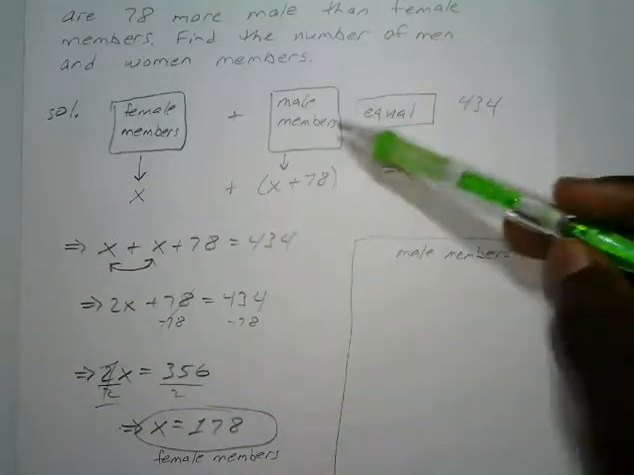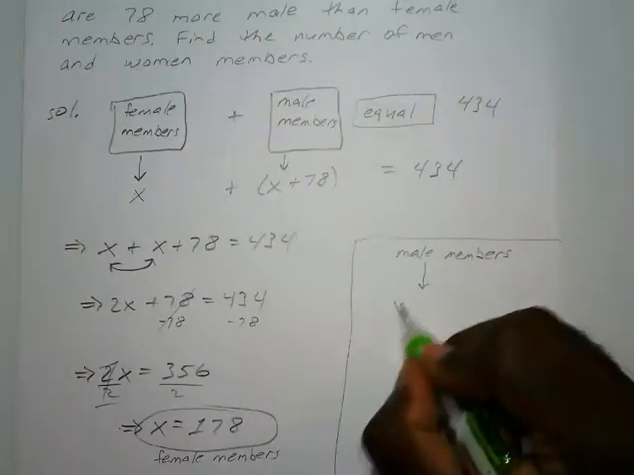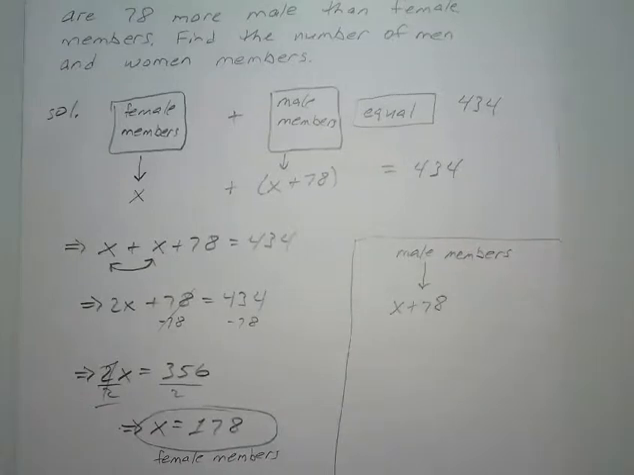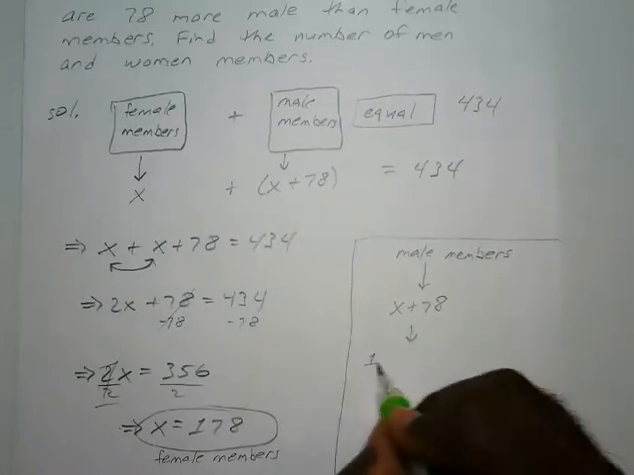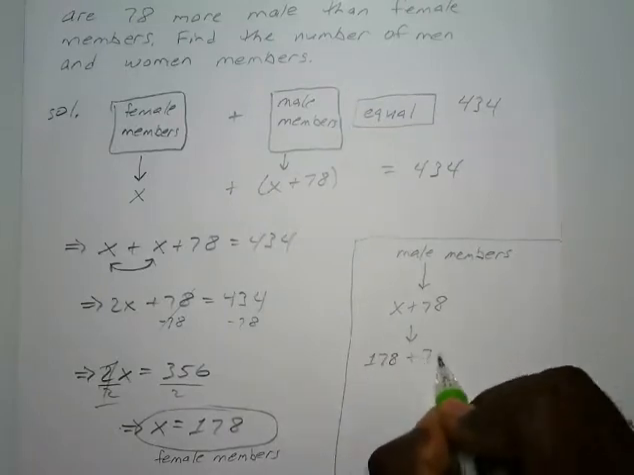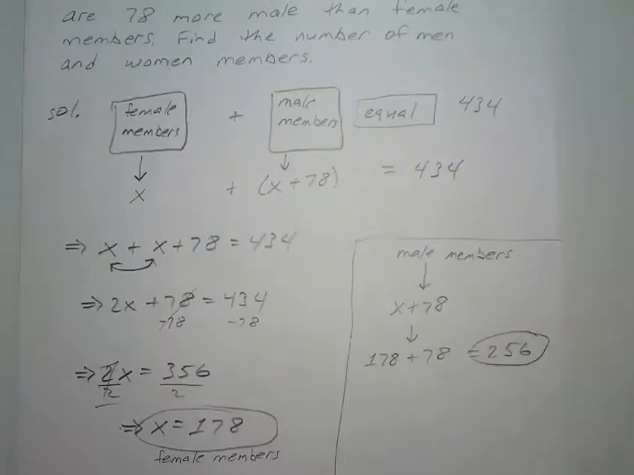Okay, so we know the number of male members is x plus 78. If we replace the x with 178, that gives us 178 plus 78, which is 256. Okay, so if you add 256 plus 178, you will get 434. So our answer would make sense.